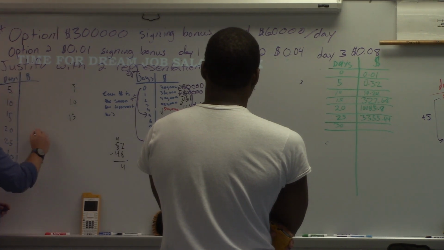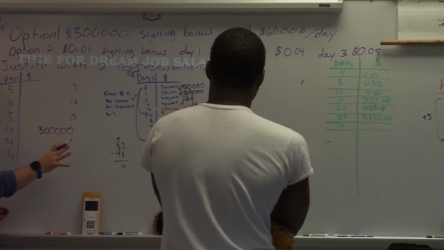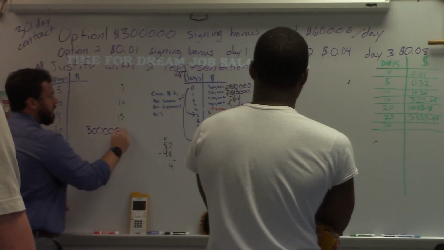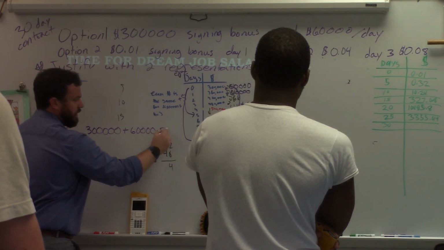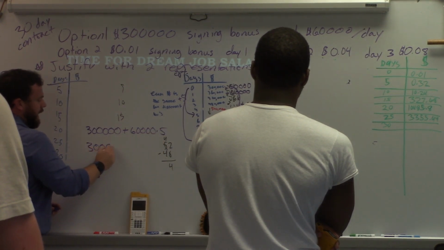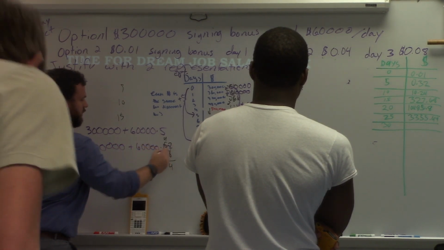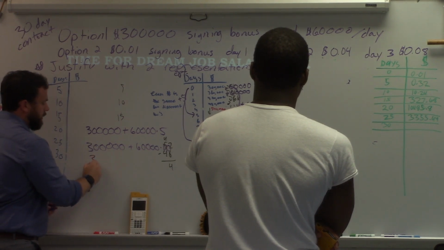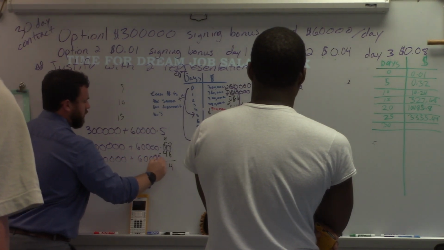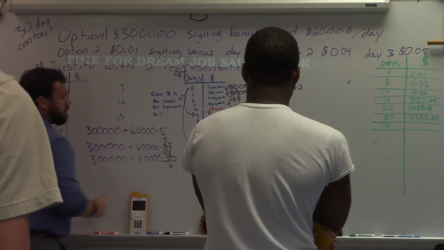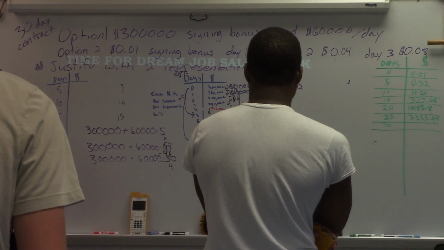Okay, so I want y'all to look at this breakdown really quickly. So we started at 300,000. No matter what, we're starting at 300,000, right? And then what are we doing? We're adding 60,000, but then we did times 5 days, right? 300,000 plus 60,000 times 10 days, right? And then 300,000 plus 60,000 times 30 days. Notice that's an expression to make this work. Now I want you to look at that expression. Is anything changing?